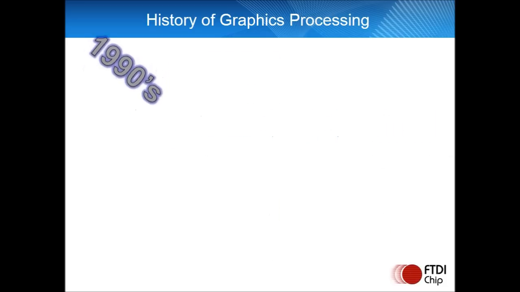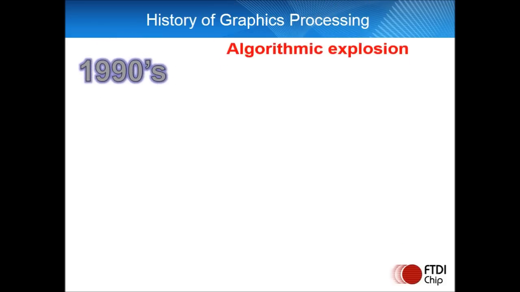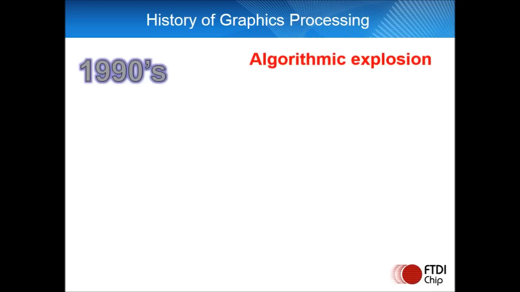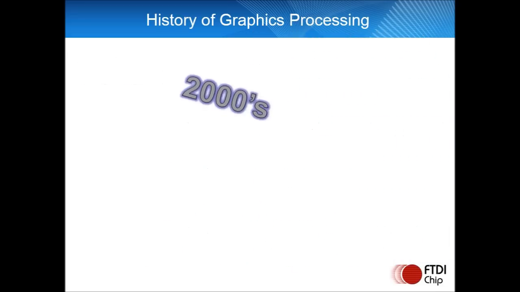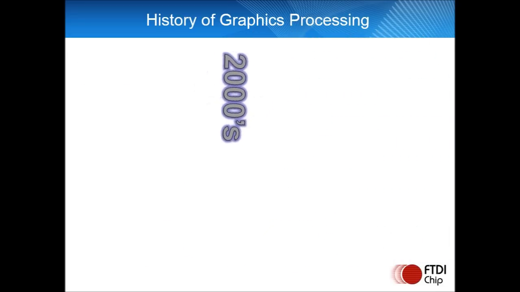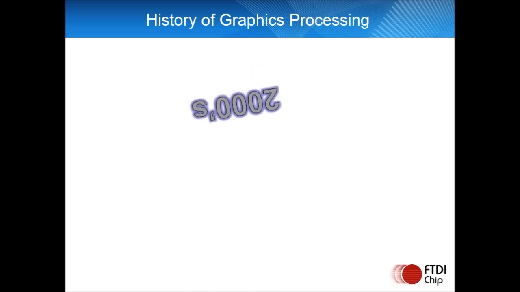In the 90s, an explosion of algorithmic graphics processing occurred. Graphic accelerator cards arrived, including Silicon Graphics OpenGL and Microsoft's DirectX. The introduction of 3D add-in cards in 1995 finally enabled migration from more prosaic 2D graphics.